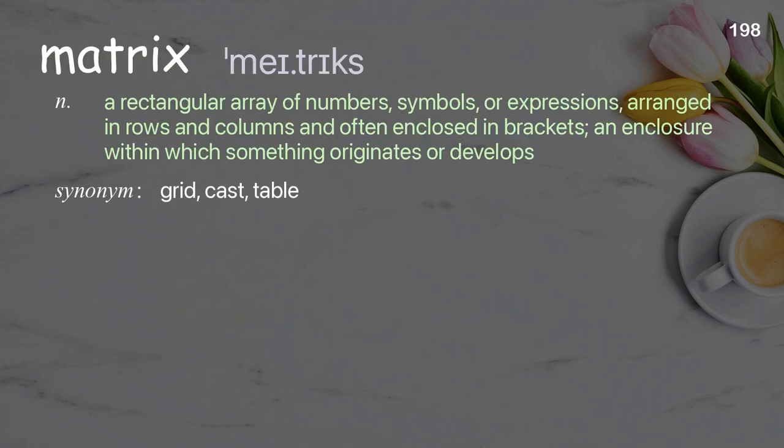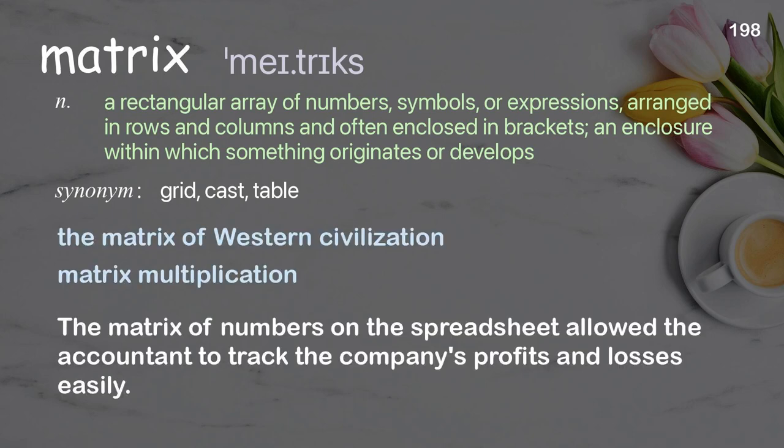Matrix. A rectangular array of numbers, symbols, or expressions arranged in rows and columns and often enclosed in brackets, an enclosure within which something originates or develops. Examples: the matrix of Western civilization, matrix multiplication. The matrix of numbers on the spreadsheet allowed the accountant to track the company's profits and losses easily.